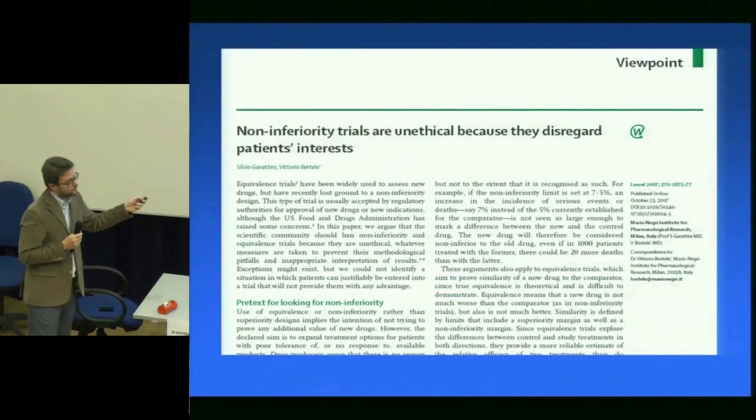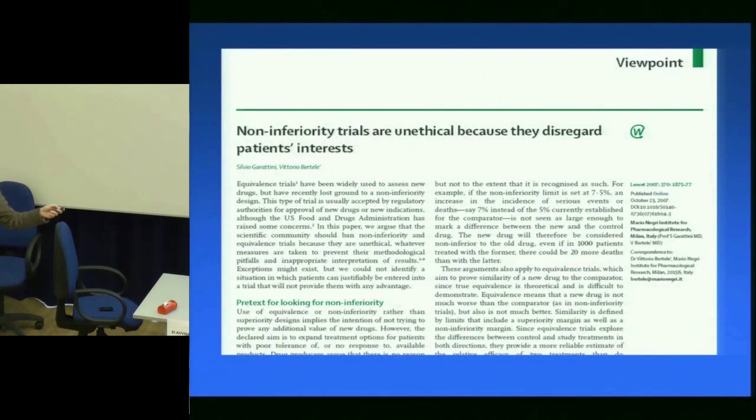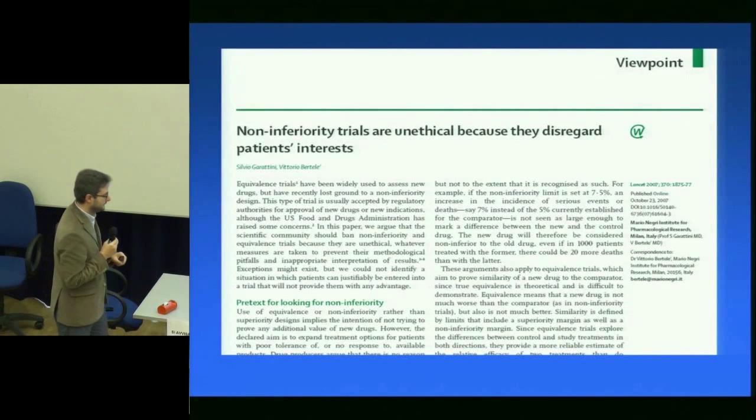Is that ethical to do that? That's famous. Professor Garattini, the chief of the Mario Negri Institute of Milan, wrote an editorial in The Lancet in 2007 and said non-inferiority trials are unethical. So, he says, I will never perform a non-inferiority trial. I will never read a non-inferiority trial.